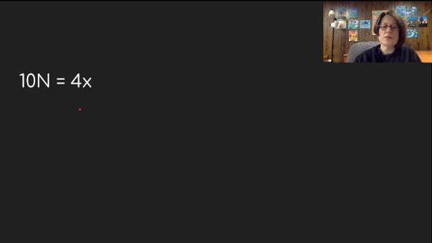When we cross multiply, 10 times 1 is 10, and 4 times x is 4x. Solve for x, and we get x is 2.5 newtons. And we expected the force to decrease.